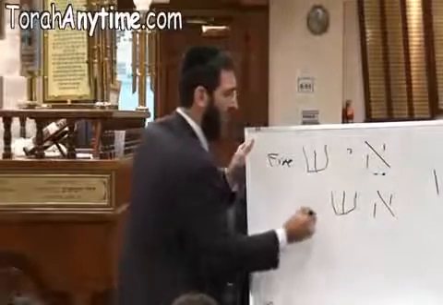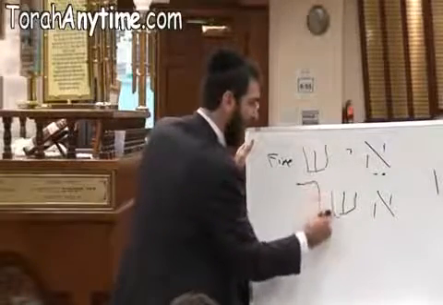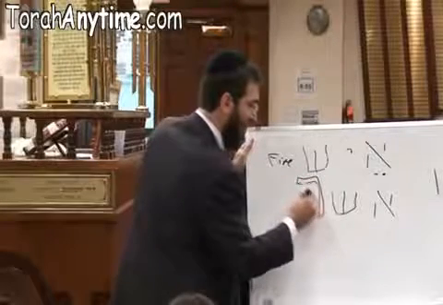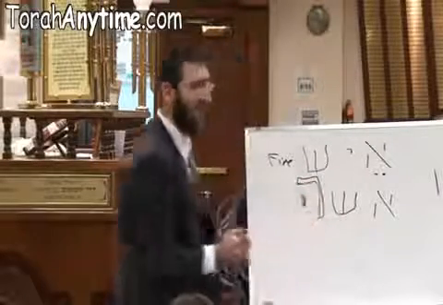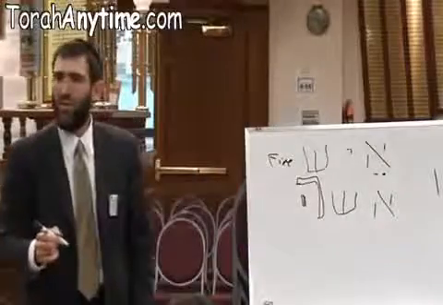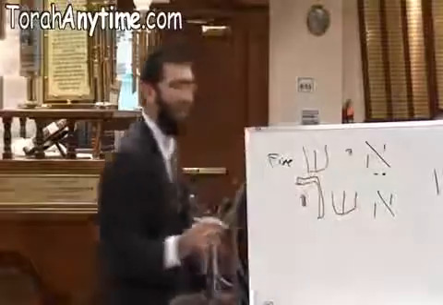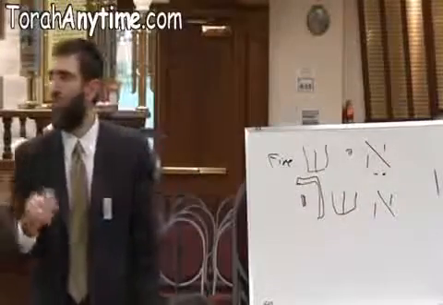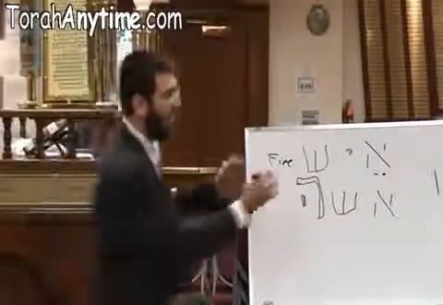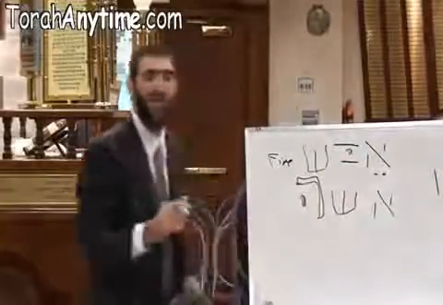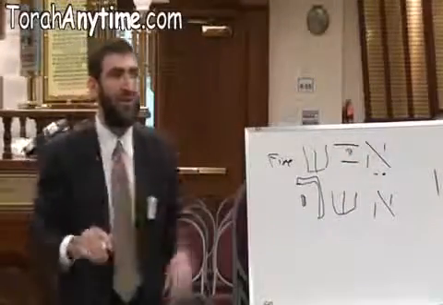Now, it's interesting that a man's letter in this combination happens to be a yud. A woman's letter is a hey. It tells us something a little bit about men and women as well. A man's letter is a yud. If you notice, a yud happens to be the smallest letter in the Hebrew alphabet. It doesn't touch the top of the line. It doesn't touch the bottom of the line. It just hangs there in space.